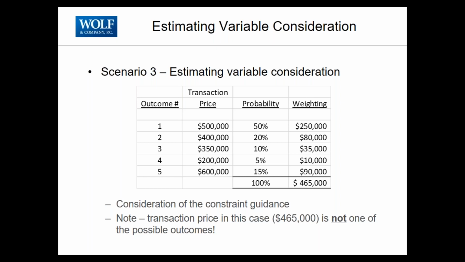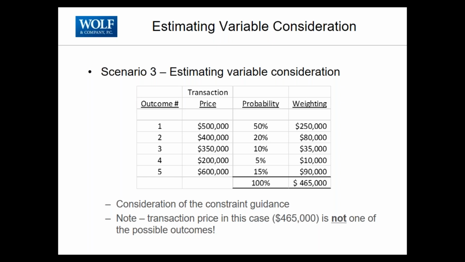So if we start with the highest dollar value outcome, the $600,000, that has a 15% chance, and we work our way down, the $500,000 outcome has a 50% chance, and the $400,000 outcome has a 20% chance. So cumulatively, you're at 85%. So what I can conclude is that there's an 85% likelihood that I will receive at least $400,000.